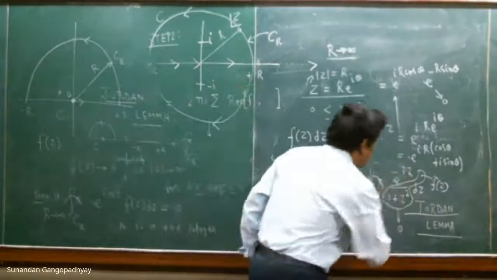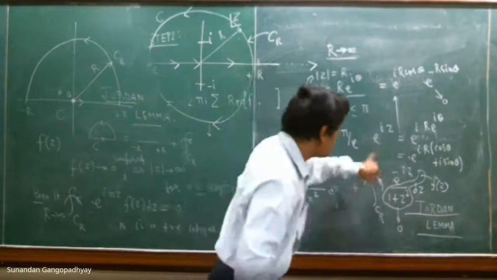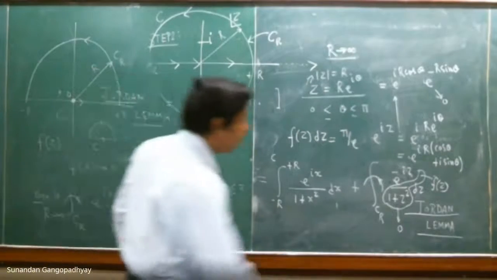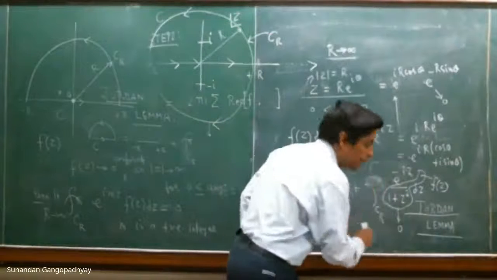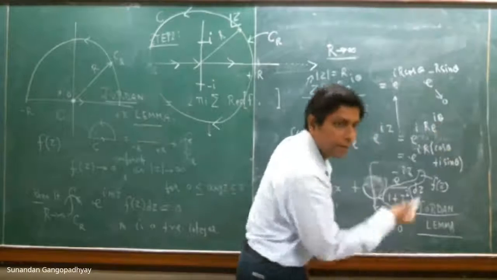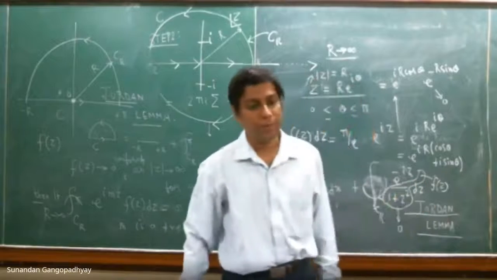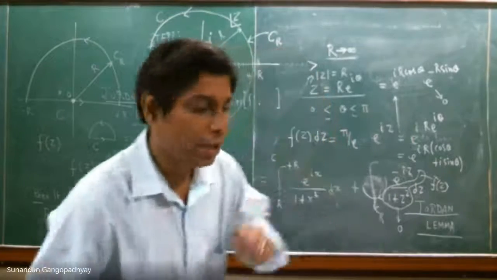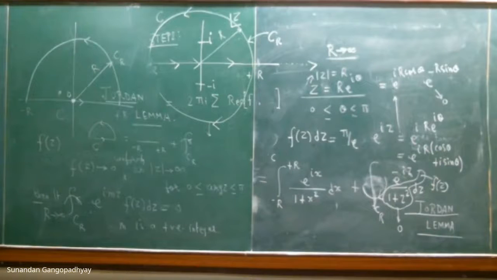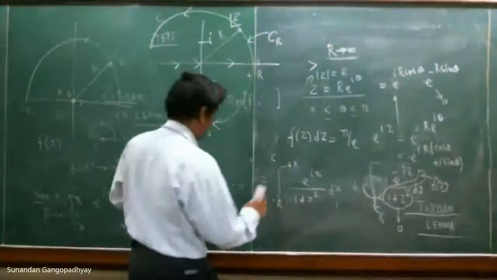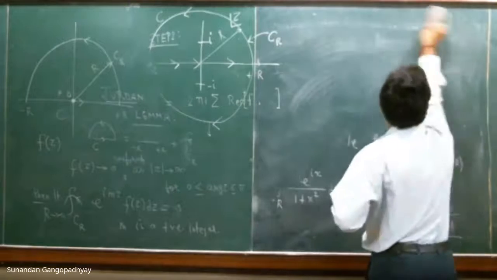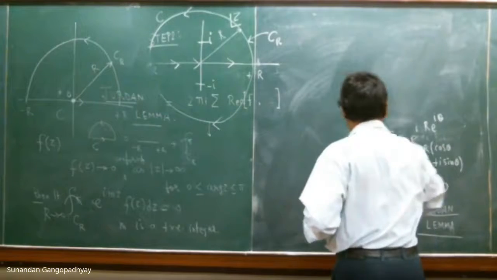Had it been e to the power of minus iz, then this contribution would not be 0. This is in the upper half plane, mind you. If it is minus iz, you have to close it in the lower half plane in this way, and then once again this contribution would have been 0, as I mentioned to you. So this is the statement of Jordan's lemma, and let us try to prove it now.